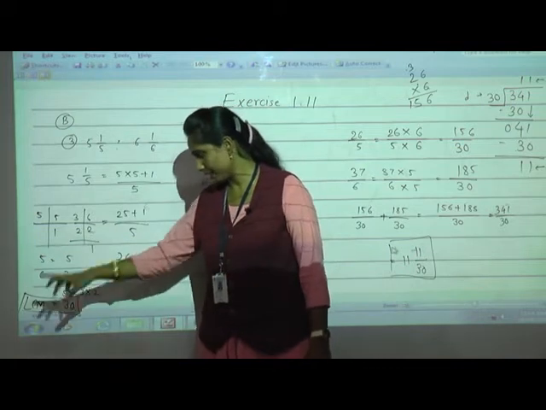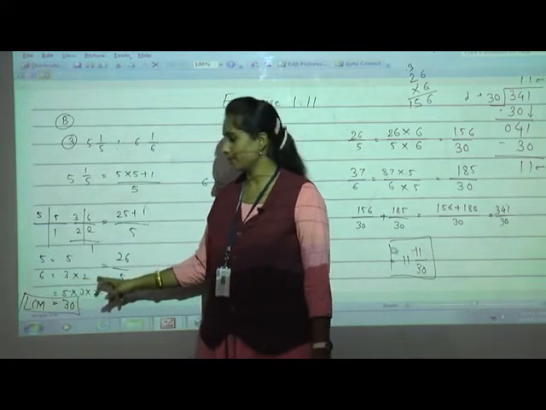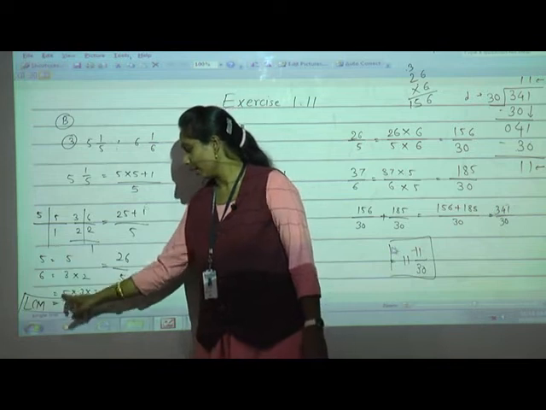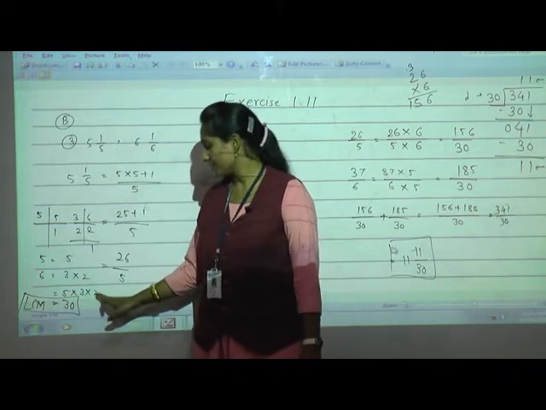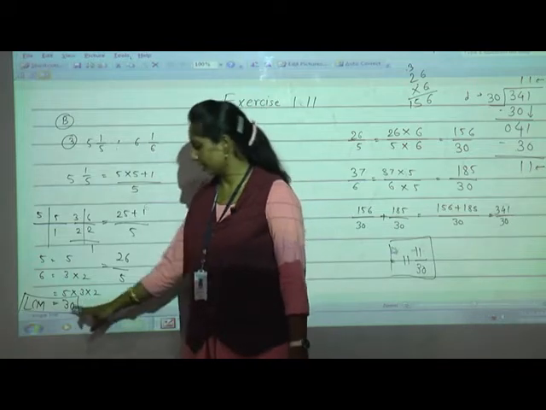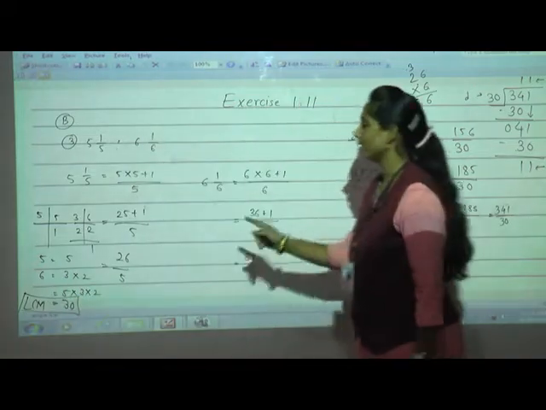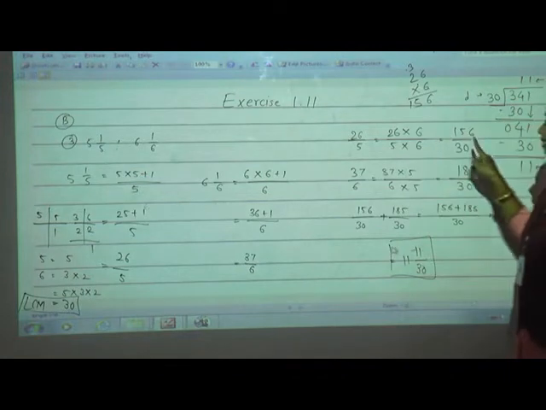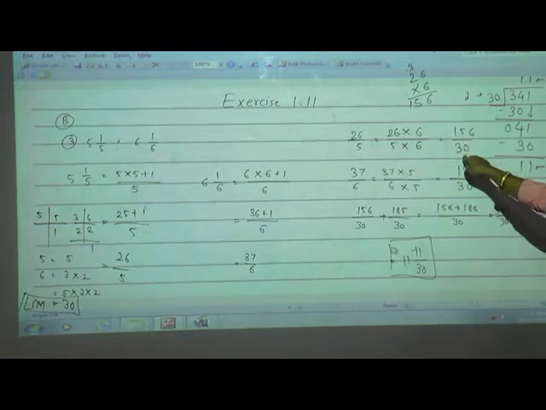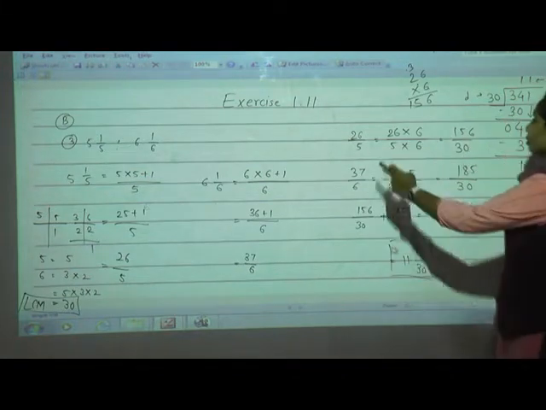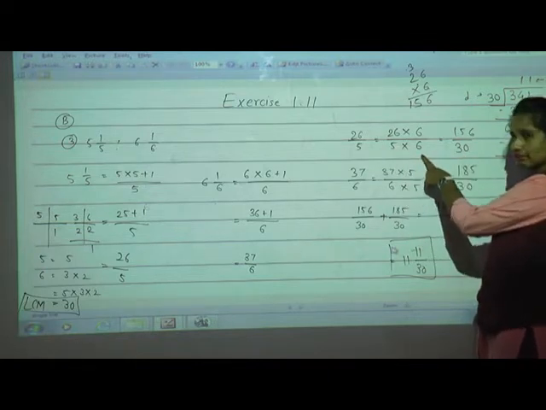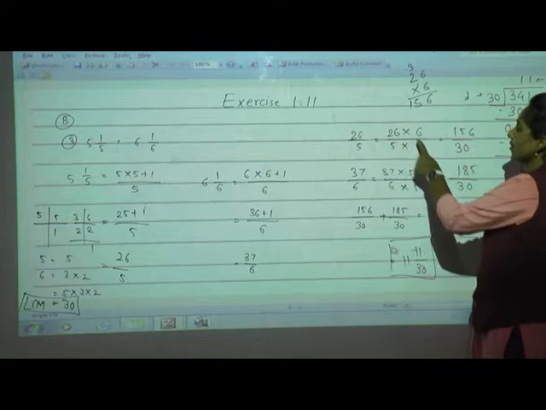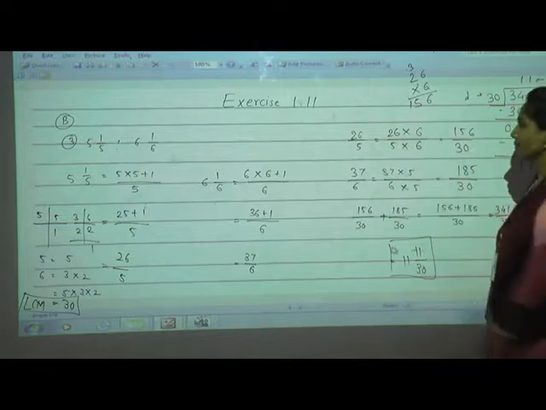Multiples of 5 is 5, multiples of 6 is 3 multiplied by 2. So together when we multiply, 5 3s are 15, 15 2s are 30. So 30 is the LCM of 5 and 6. So once we got the LCM, it should come in the place of the denominator. So 5 multiplied by what we get 30? 5 6s are 30. So the same we have to multiply in the place of numerator also.